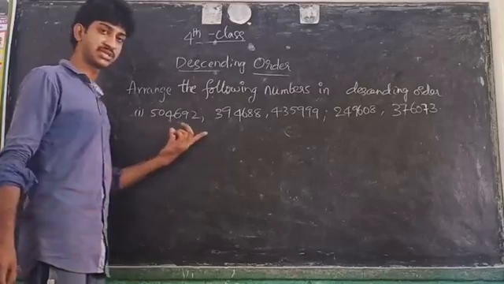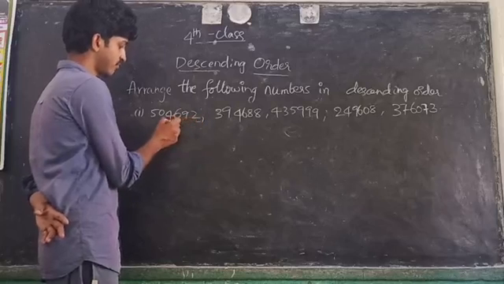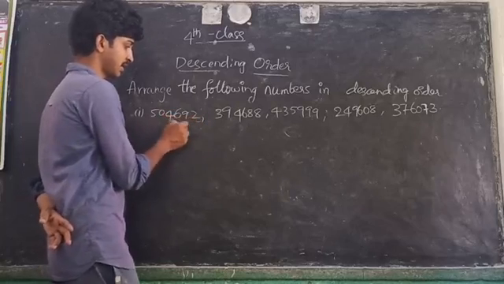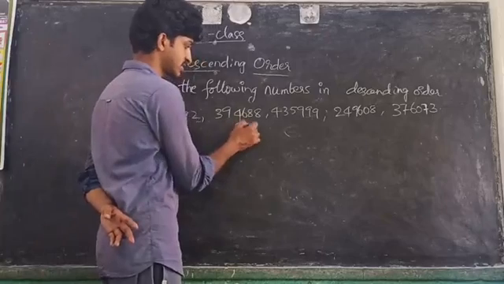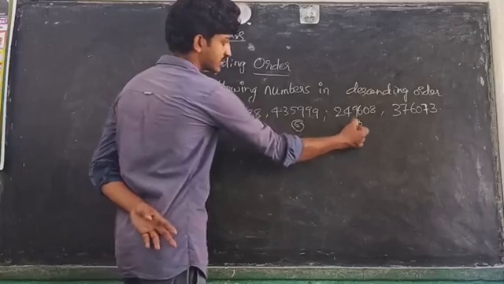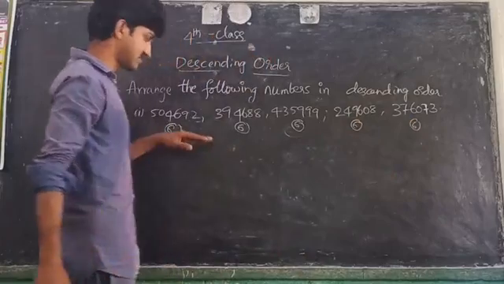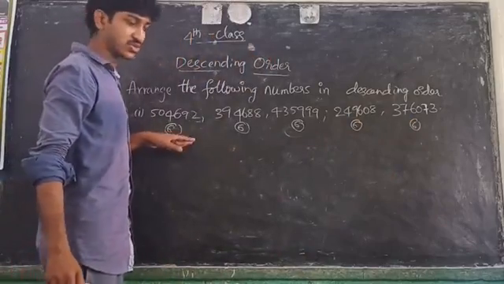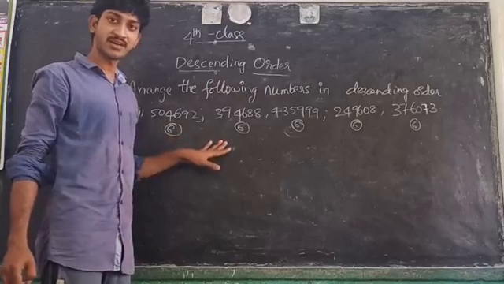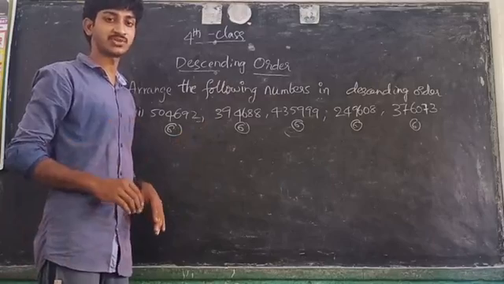So compare these five numbers now. In this number, 1, 2, 3, 4, 5, 6, there are 6 digits. And this number also has 6 digits. Each of the numbers has 6 digits. So the number of digits in the numbers is equal. So then we have to go to the highest place value.